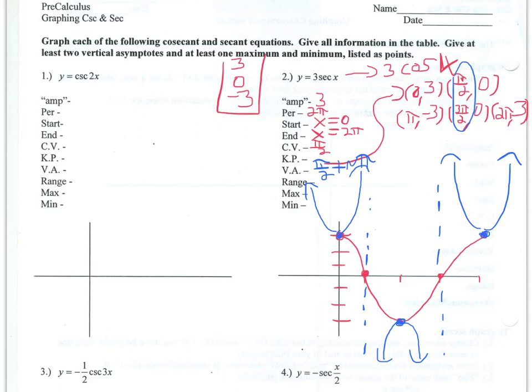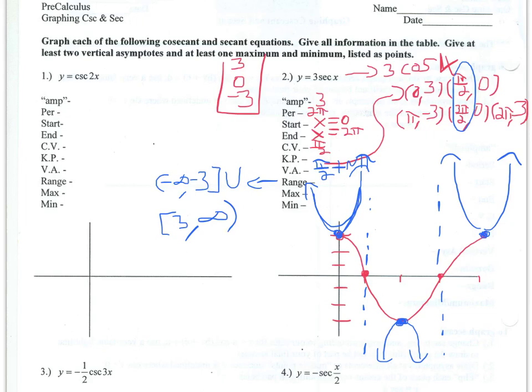The range is going to be the opposite of the range for cosine. I'll put this in right here. The range is from negative infinity to right here, which is negative 3. Put brackets, then we'll put U for union. Then to get this part, right, it's at y equals 3, and then it goes up to positive infinity. So that's our range right there.